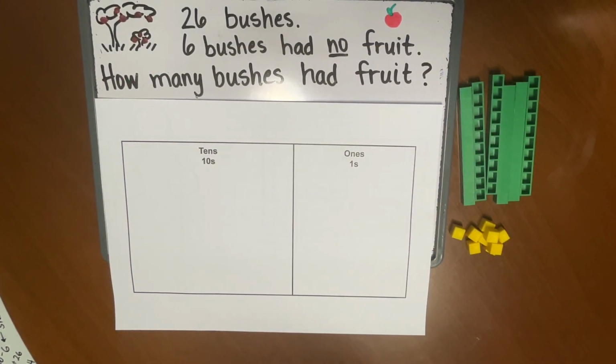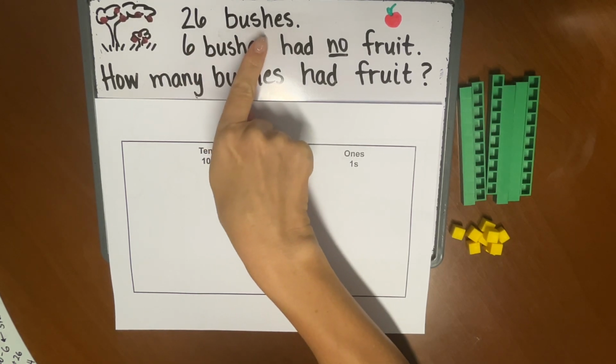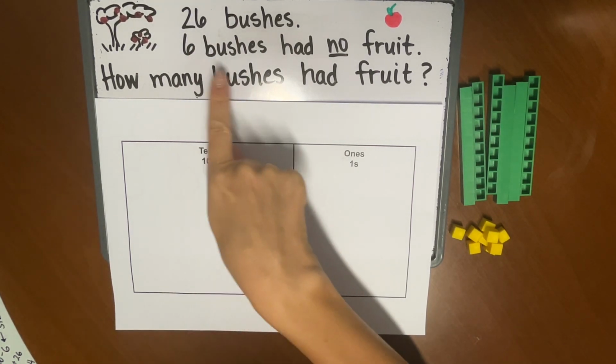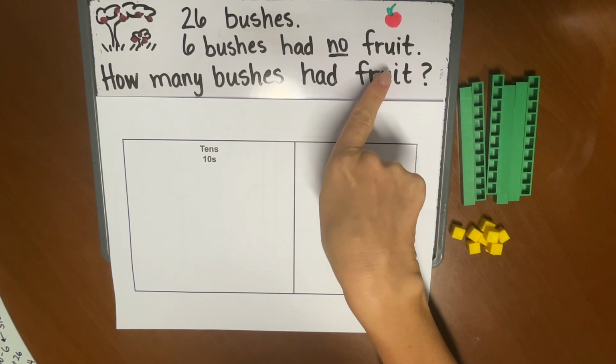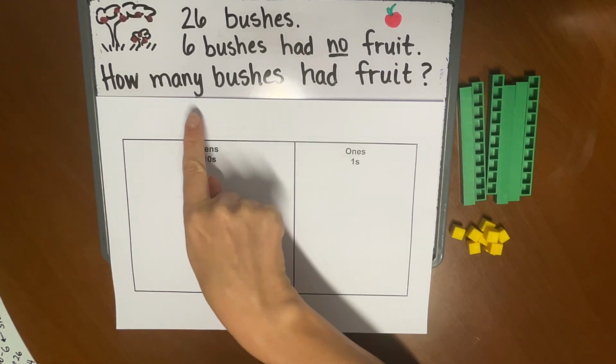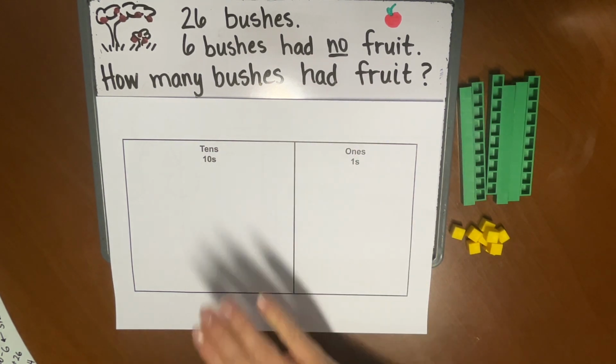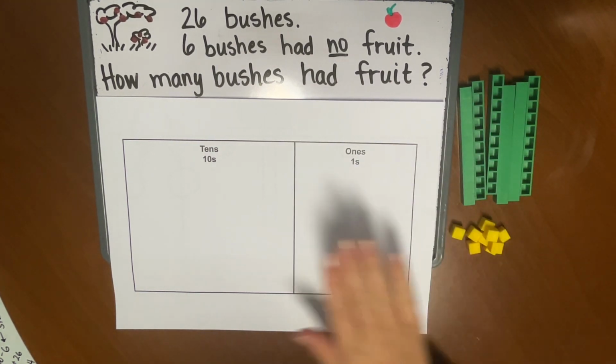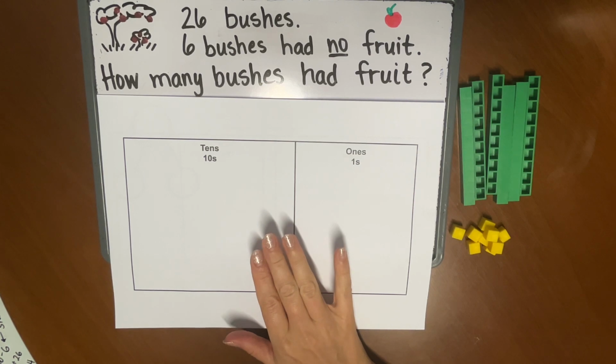Let's try another one. There were 26 bushes in the garden. 6 bushes had no fruit on them, and all the rest did have fruit on them. How many bushes had fruit? Use tens and ones and a place value chart to solve this problem and build it now.